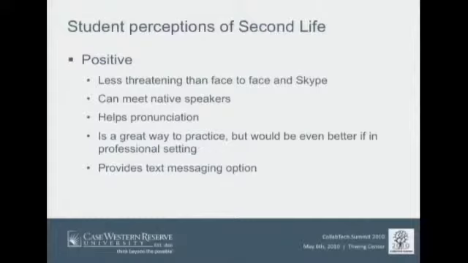So just to sum up the positive comments about Second Life, some students indicate it's less threatening than face-to-face in Skype, allows you to meet native speakers, helps pronunciation, a great way to practice, but would be even better in a professional setting. And it provides a text messaging option.